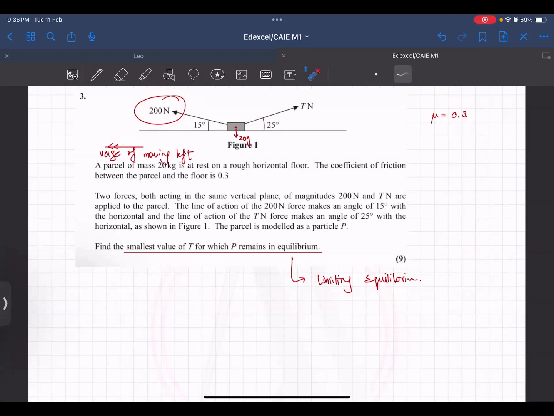Because if you want the object to be just on the verge of moving to the right side, then this should be so large that it cancels the effect of this 200 Newton cos component as well as the friction force. Do you get it? Do you get this thing or not?